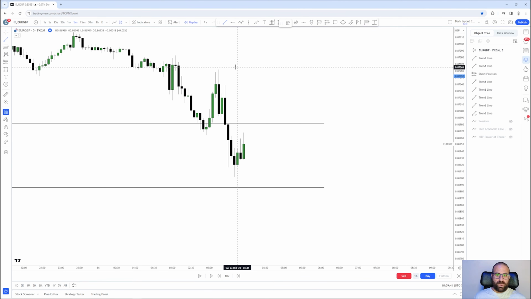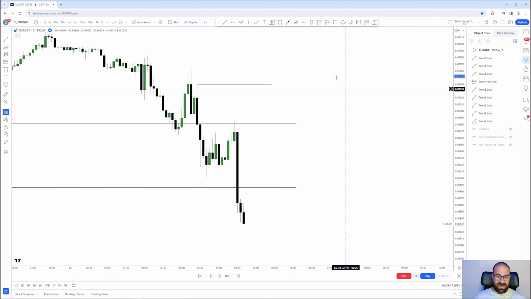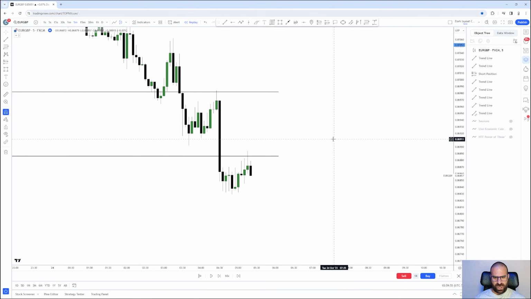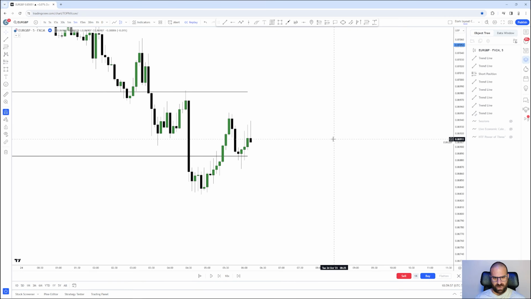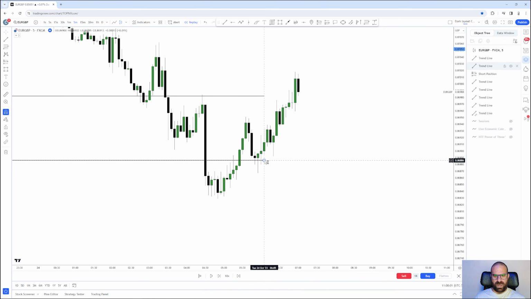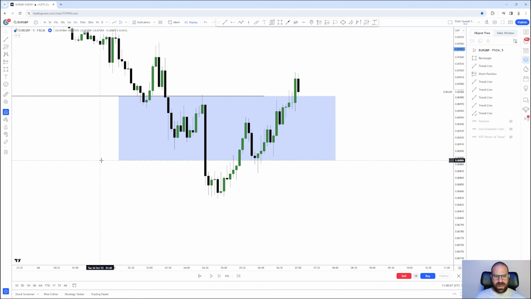Now, if we were to see the unicorn model, we would like to see this high being taken. We don't have such thing. And later on, of course, no, this would be the one. Now we break below our fair value gap. Pay very close attention though. Okay, another variation of the unicorn model. We are inside the daily fair value gap.